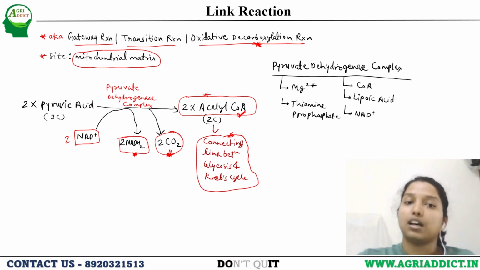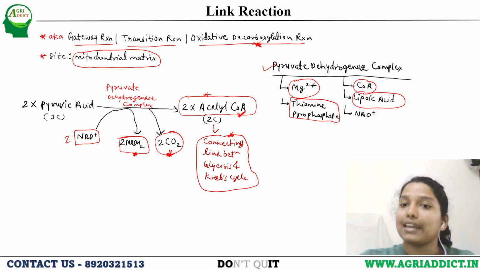The complex which is being used is the pyruvate dehydrogenase complex. It has magnesium ion, thiamine pyrophosphate, coenzyme A, lipoic acid, and NAD+. This you have to remember: what are the components of the pyruvate dehydrogenase complex?